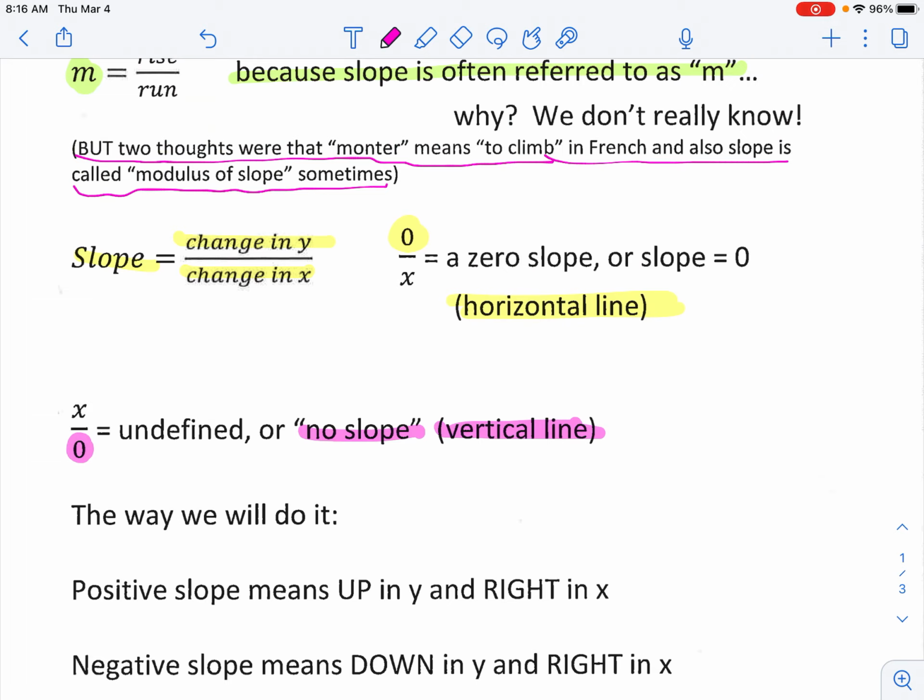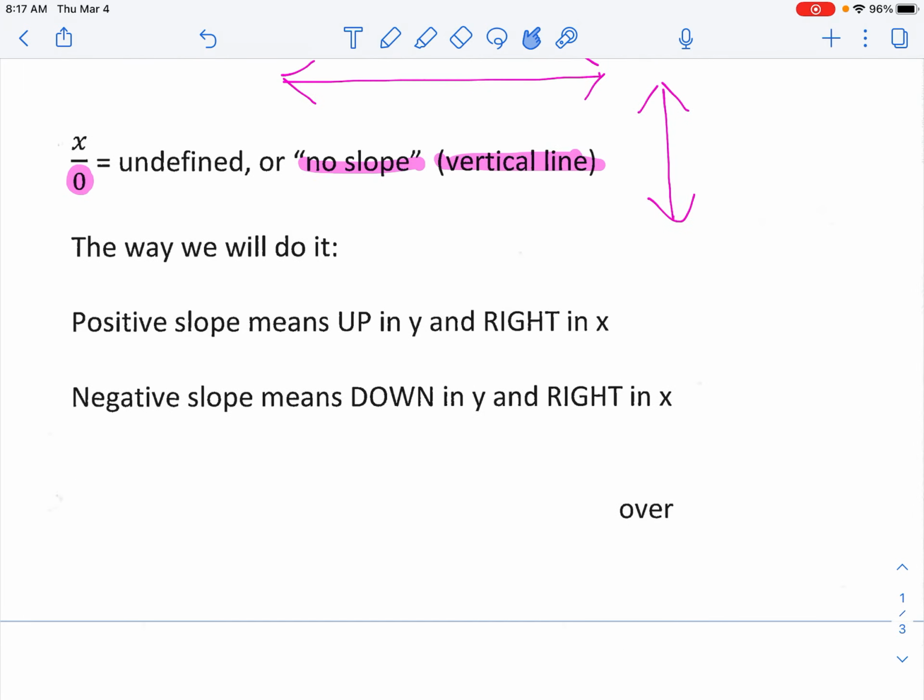So let's go back up to 0 change in y. That's going to be a horizontal line. Or no change in x, that's going to be a vertical line, referred to as no slope or undefined. All right, so this delta symbol means change in y divided by the change in x. So that's how we're going to solve, just like we have been.